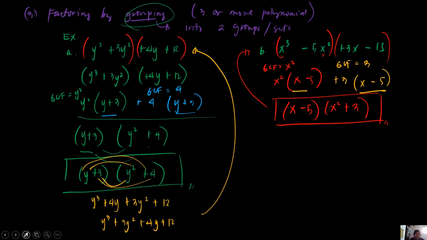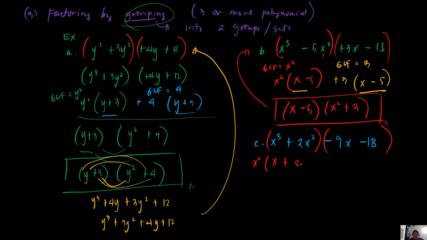Okay, let's have the last example. Let's have letter C. We have x cubed plus 2x squared minus 9x minus 18. Okay. So as you can see here, we can group them by this one. What is the common factor of the first group? We have x squared. Anong maiiwan sa loob? We have x plus 2.